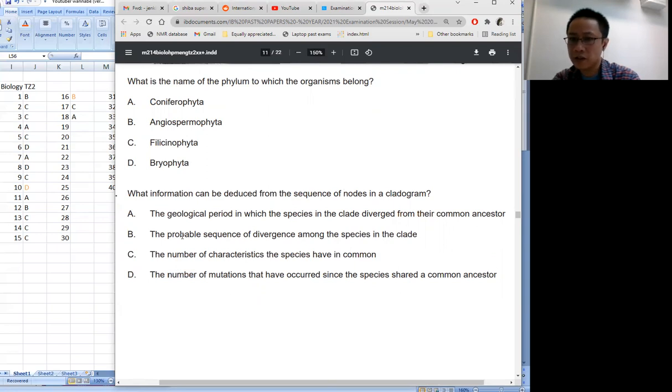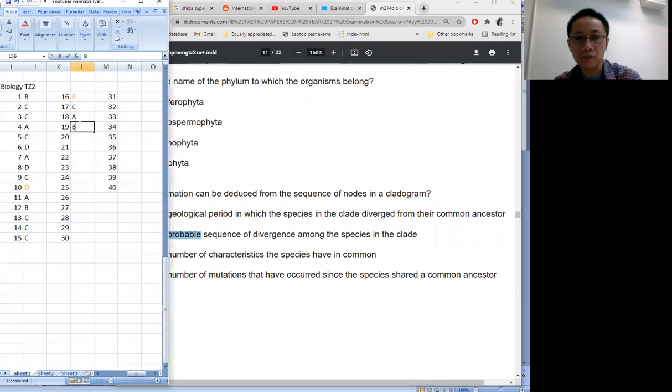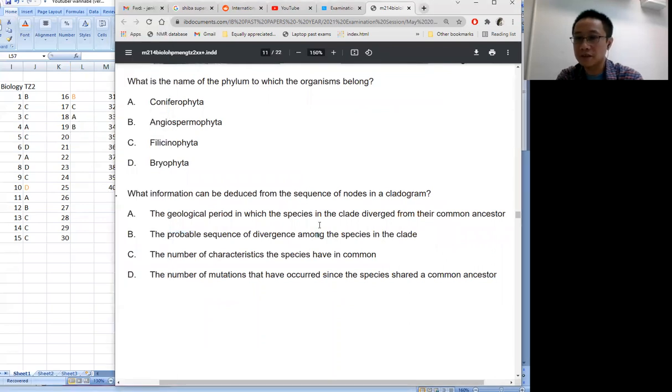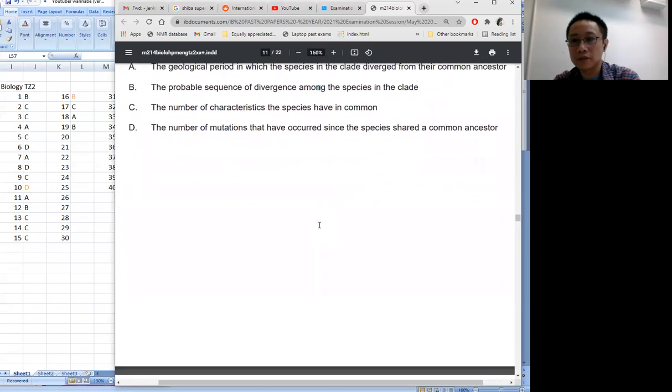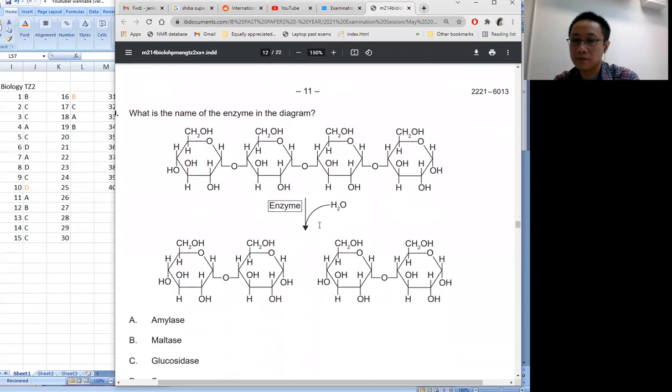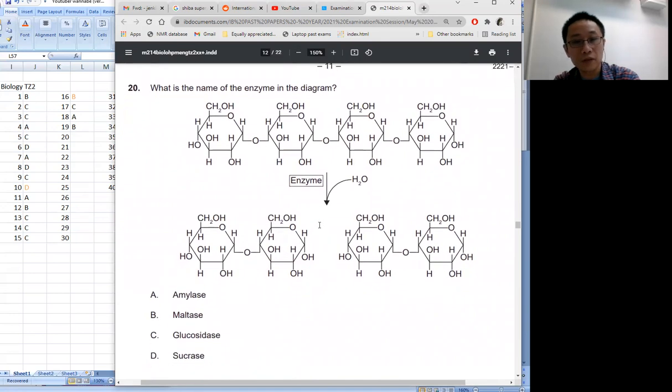But I feel like B is the most probable answer. Yeah, the sequence of divergent events. I'll just go for B. It's a weird question. Evolution is literally the most annoying topic because the answers are so vague and ambiguous.